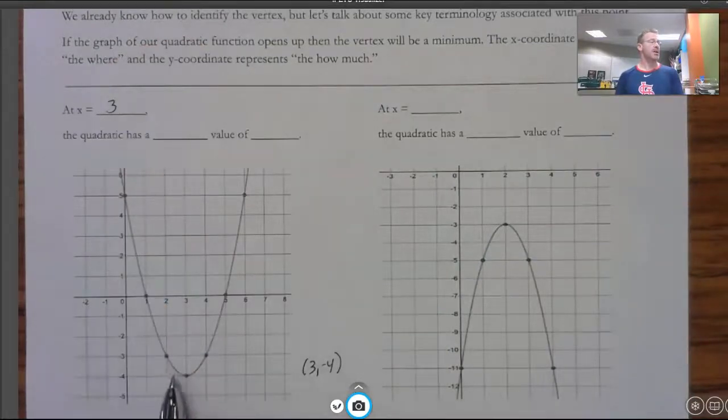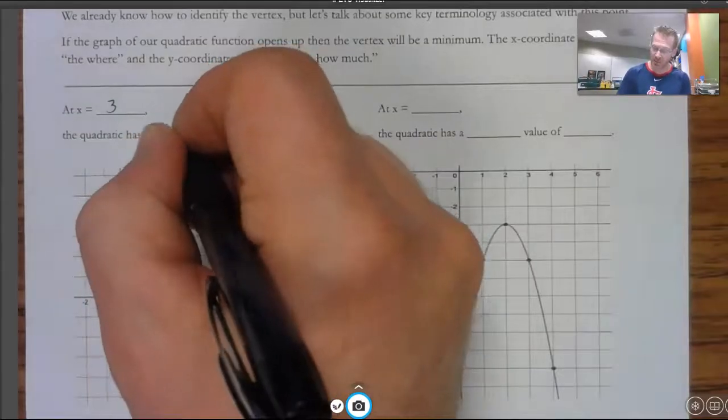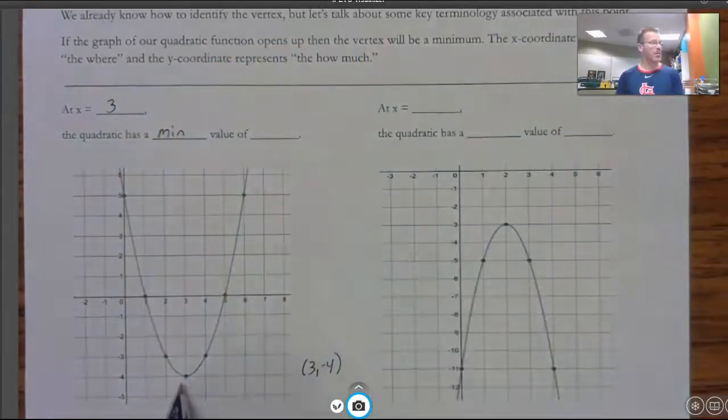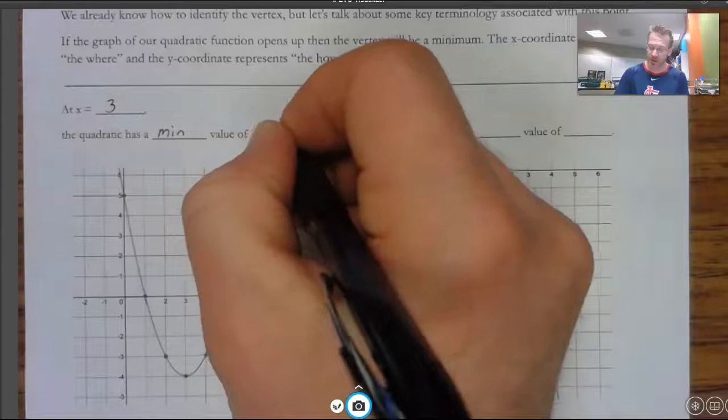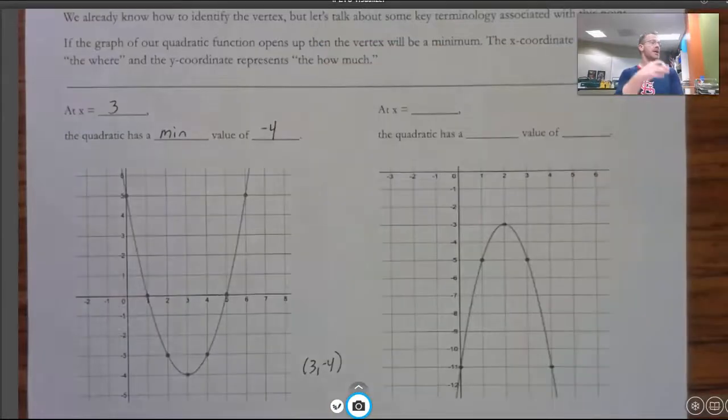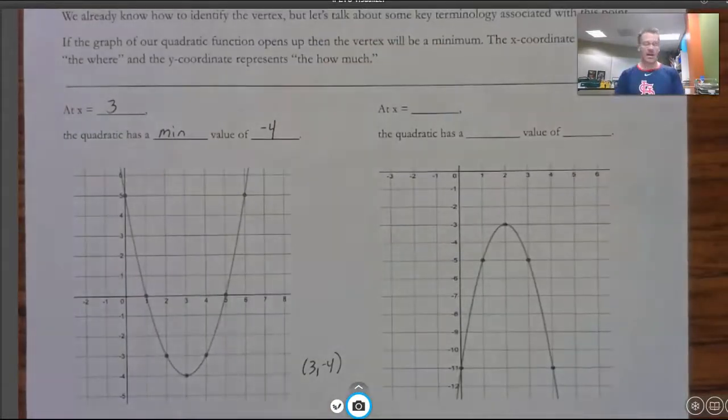So we go down, this is the lowest point, we go back up, and the smallest value it gets to is -4. So at x equals 3, the quadratic has a minimum value of -4.